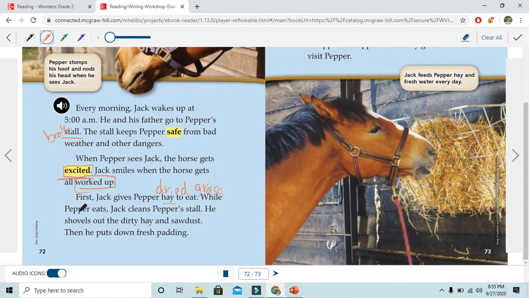While Pepper eats, Jack cleans Pepper's stall. He shoveled. You know how to shovel? Using a shovel, yes. Out the dirty hay and sawdust. What is the sawdust? It's very soft and tiny pieces of wood. It's dust made of wood, yes. Then he puts down fresh padding. That's it. On page 73, in these details, you figure out how Jack cares for Pepper's food and his home, or cleans his home.